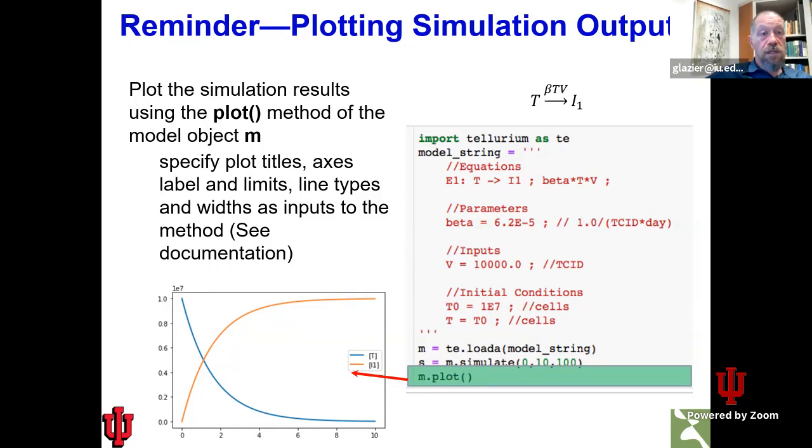Last time we used the Tellurium plot routine, m.plot. Plot knows how to take that array and plot it, and for example, the fact that these keys are labeled by T and I1 happens because T and I1 are put in the output of that simulate function. So that's a convenience. As always, things that are convenient aren't always what you want. So you have to sometimes play with that a bit.